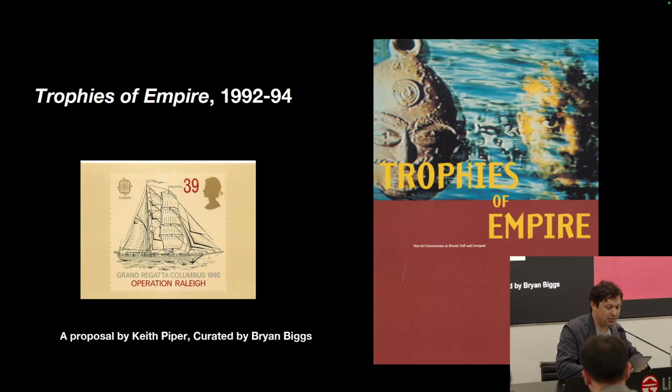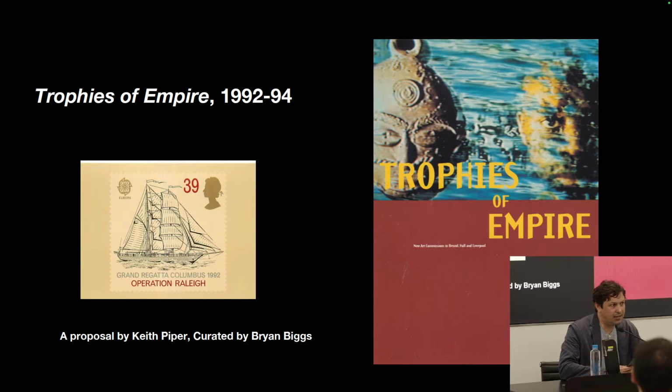But the point here is that in Liverpool, a city I've been very interested in, the artist Keith Piper made a proposal to the Blue Coat artistic director Brian Biggs, with whom I've been working for a while as well, but not back in those days, to make a counter event basically to this grand affair. It was called Trophies of Empire. You had a poster there.